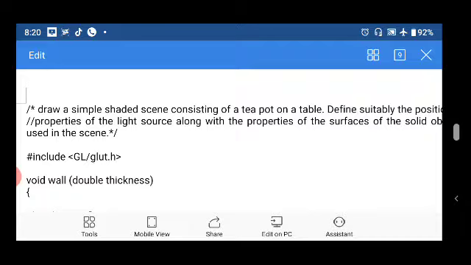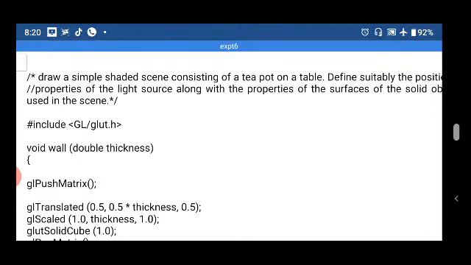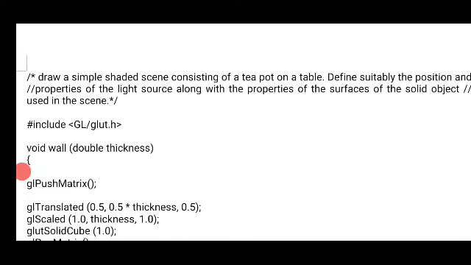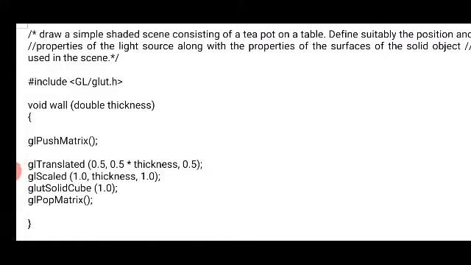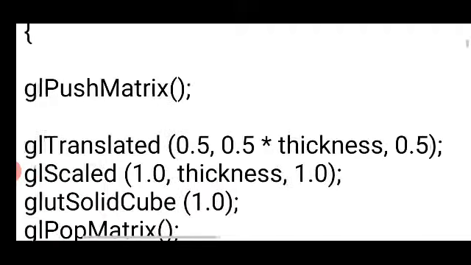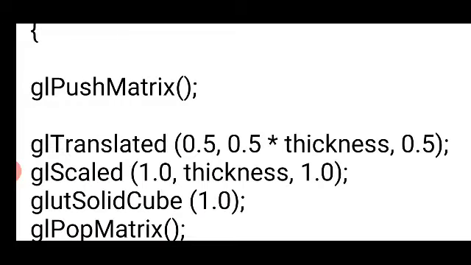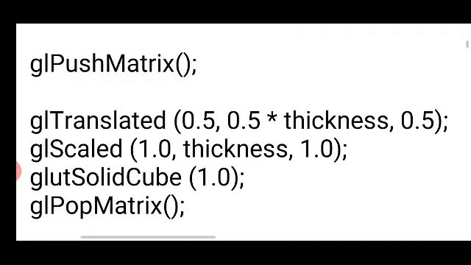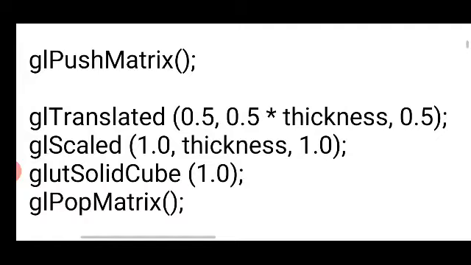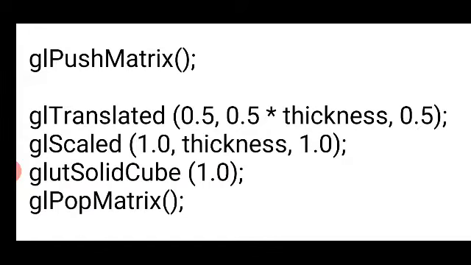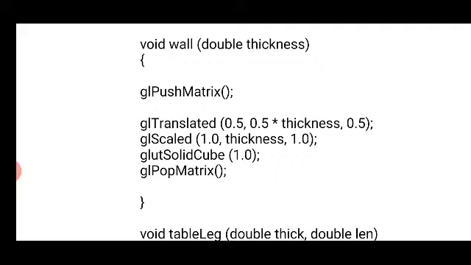Okay, now for drawing this scene, for drawing the walls, table and table legs, we are going to use a function called glutSolidCube. Now for table properties we are going to use the function called scaled, that is it is going to specify the cube's width, height and thickness. And for drawing walls we are going to write a function called wall, and here we are going to give an input as the thickness of that particular wall.